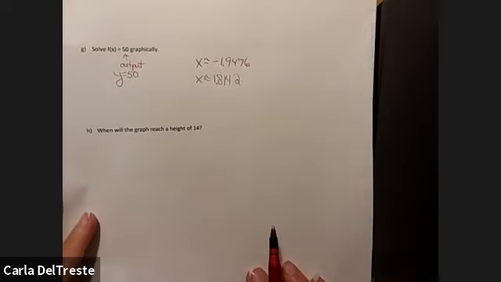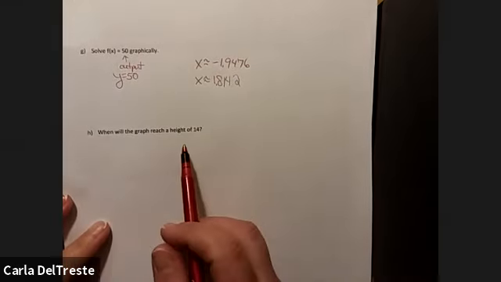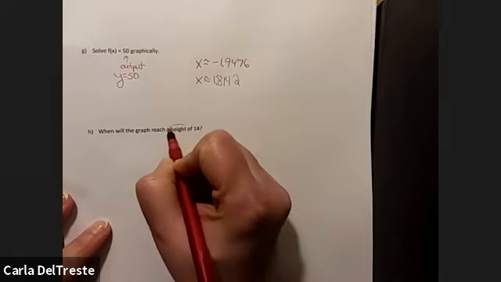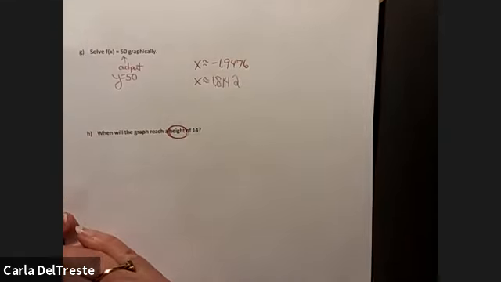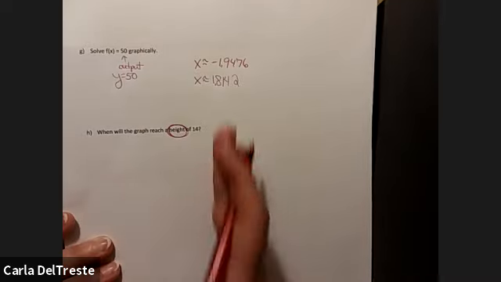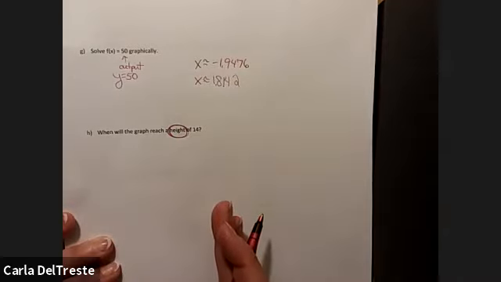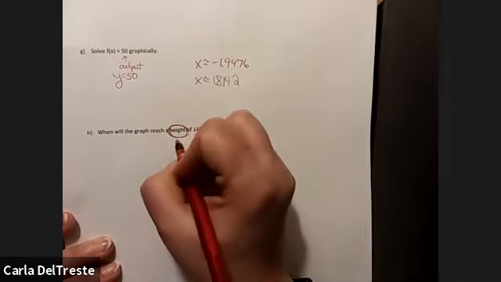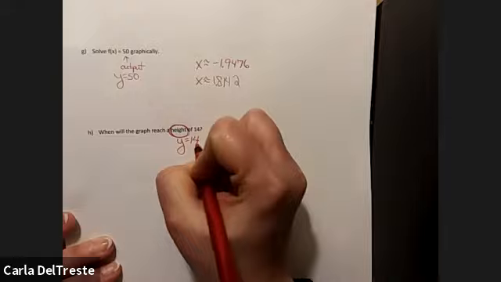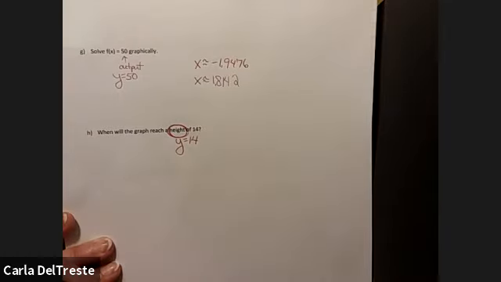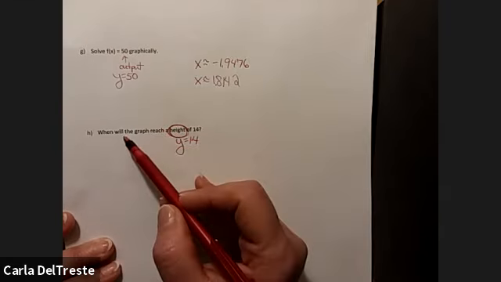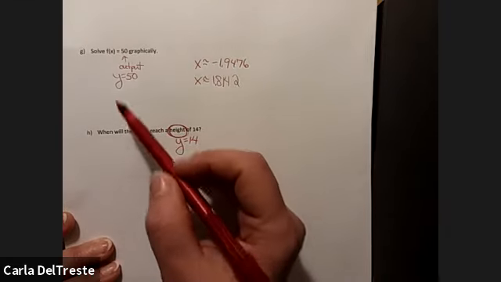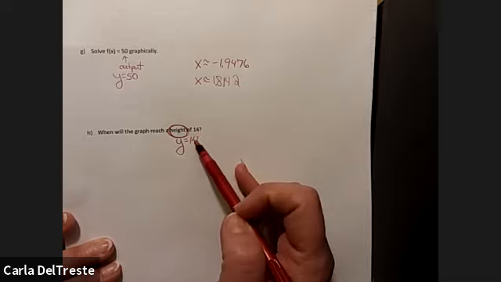And last but not least, we have when will the graph reach a height of 14? Height is your key word here. Height is which direction? Is it the X direction or is it the Y direction? Height is vertical, so it's the Y direction. This is just like saying when Y is 14. So there's really not much difference between G and H. They're giving me an output in both cases.